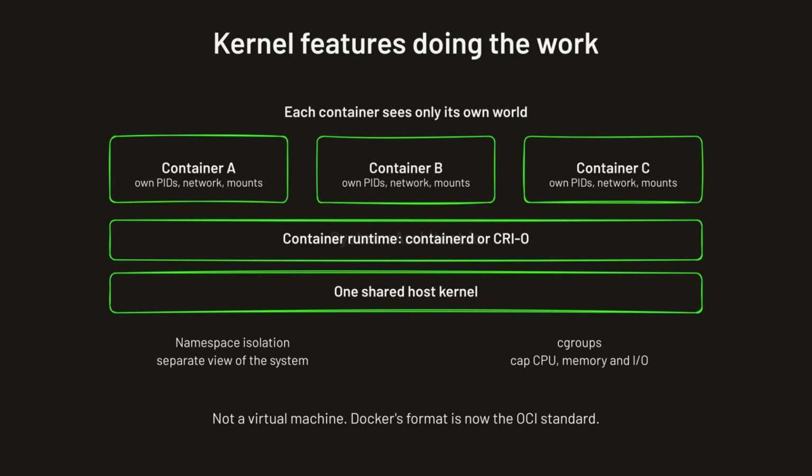Containers are not virtual machines, and the isolation comes entirely from kernel features. Namespace isolation gives each container its own view of process IDs, network interfaces, and mounts. cgroups, short for control groups, enforce resource isolation. They cap CPU, memory, and I/O. A container runtime, such as Containerd or CRI-O, wires those pieces together. Docker popularized this. It handed the image format to the Open Container Initiative, or OCI.